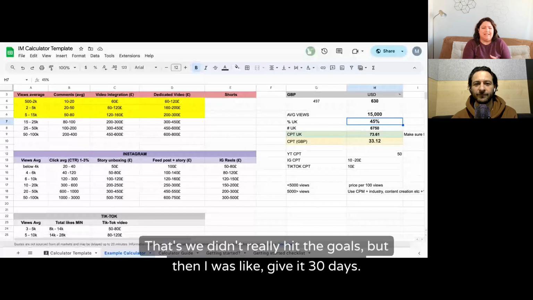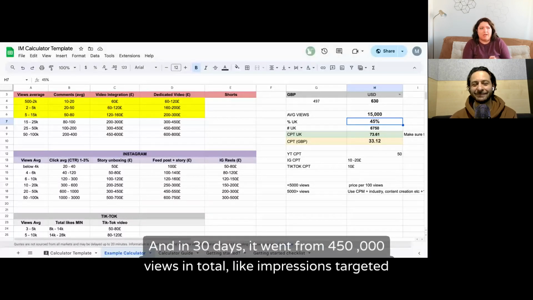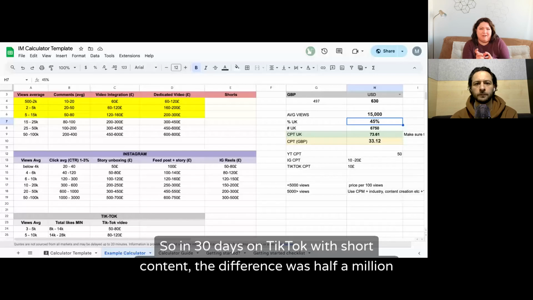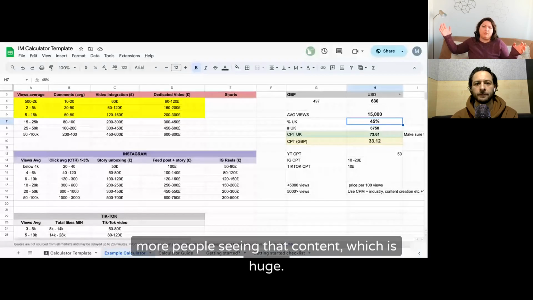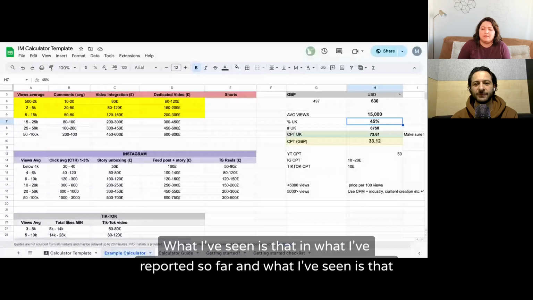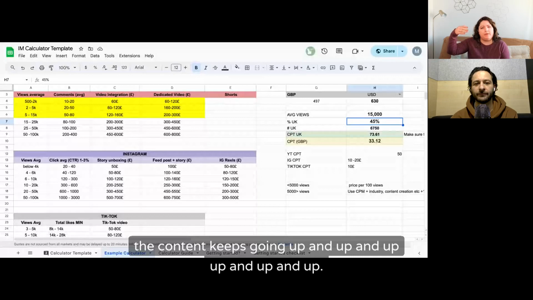I'm like, oh, we didn't really hit the goals. But then I was like, give it 30 days. And in 30 days, it went from 450,000 views in total, targeted impressions, to 1 million. So in 30 days on TikTok with short content, the difference was 500,000 more people seeing that content, which is huge. And what I've seen is that in what I've reported so far, the content keeps going up and up and up.